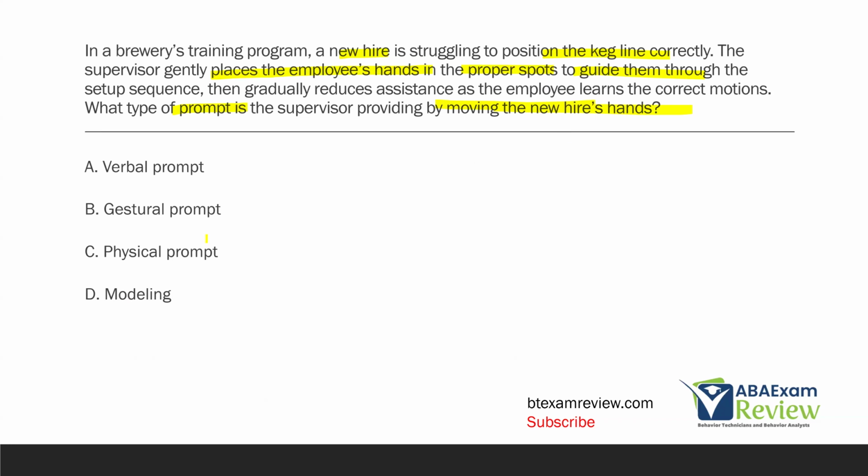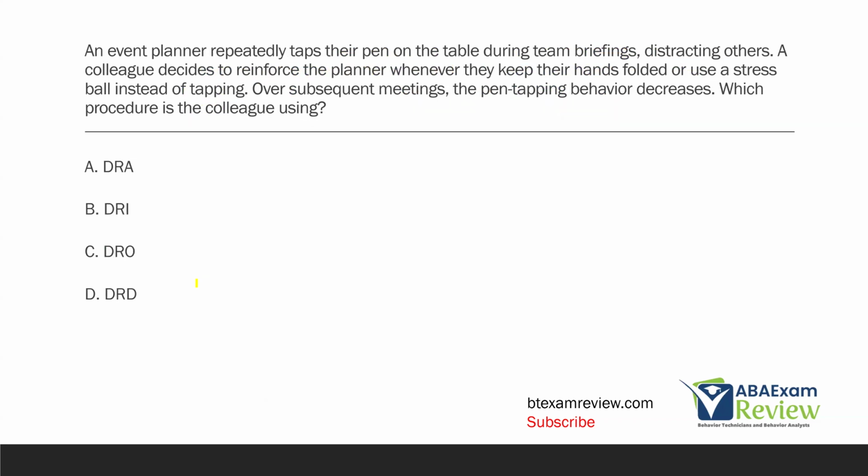Now, we're not looking for a specific physical prompt, because of the answer choices we were given, which makes our job easier, of course. So physical prompt is going to be the best answer. Modeling is different from physical prompts because we're not physically prompting, but we are acting out what we would like to see. If the supervisor was modeling, they would demonstrate where to put hands instead of physically guiding the hands. So the type of prompt the supervisor is providing by moving the new hire's hands is C, physical prompt.